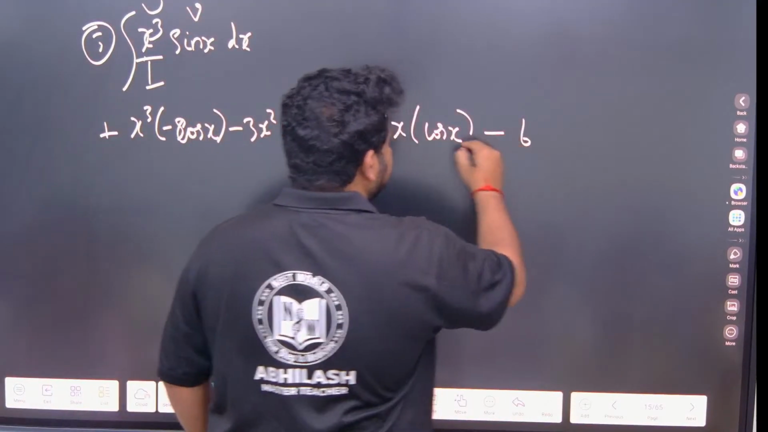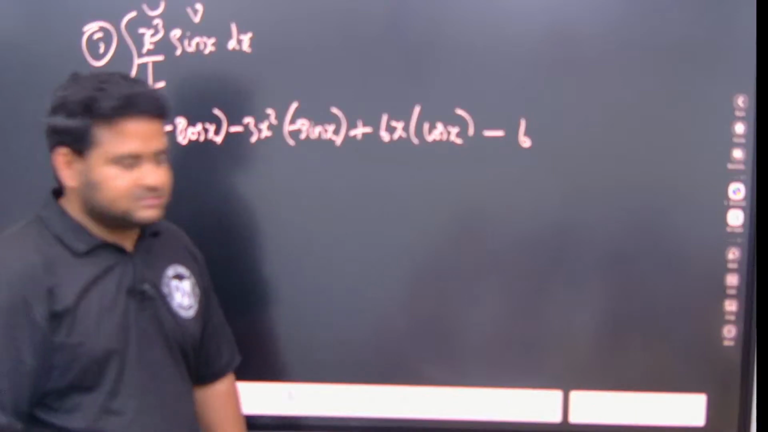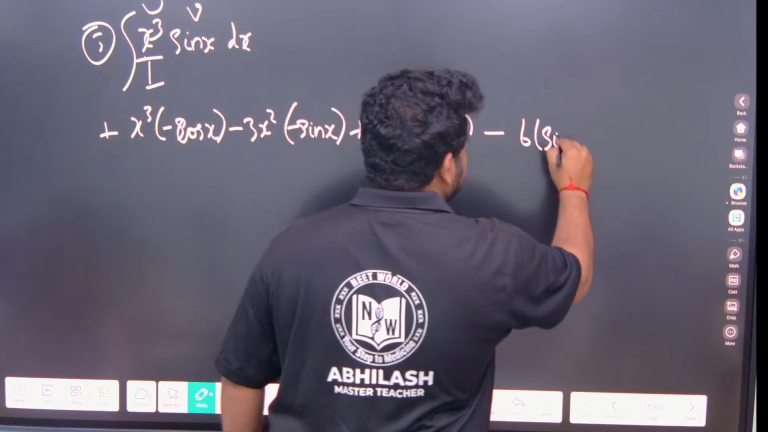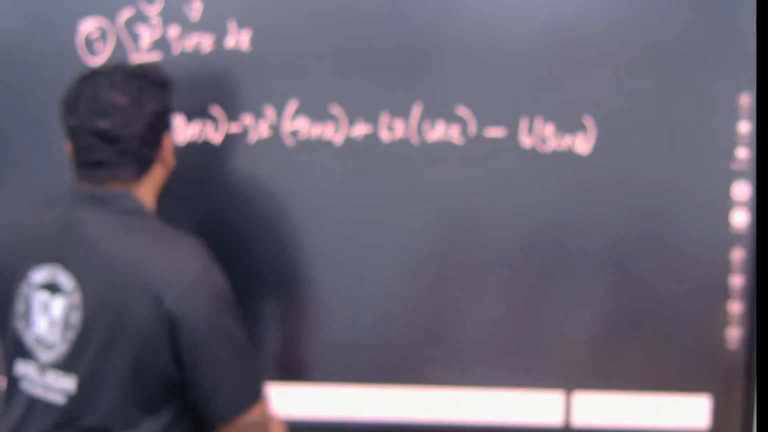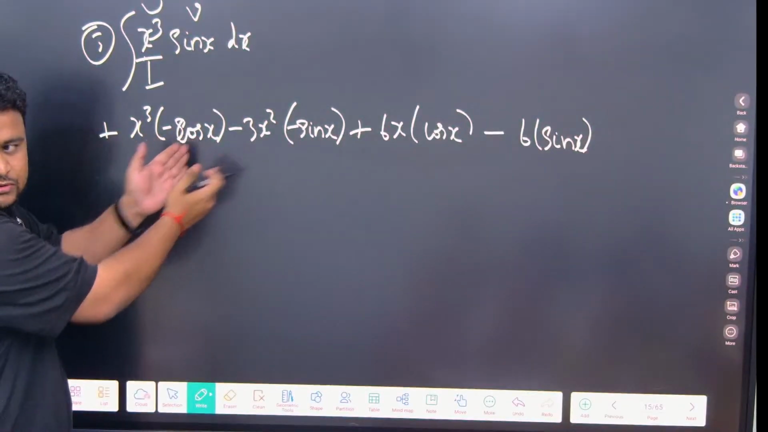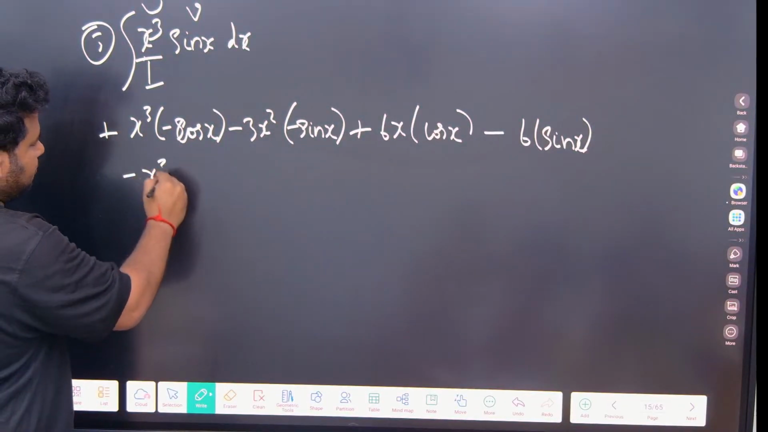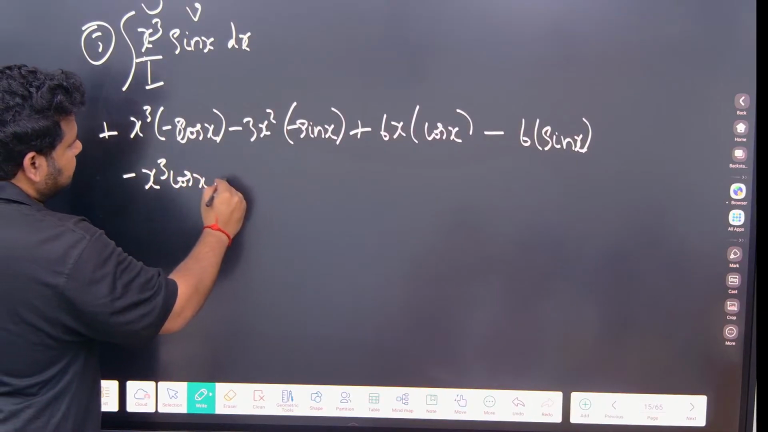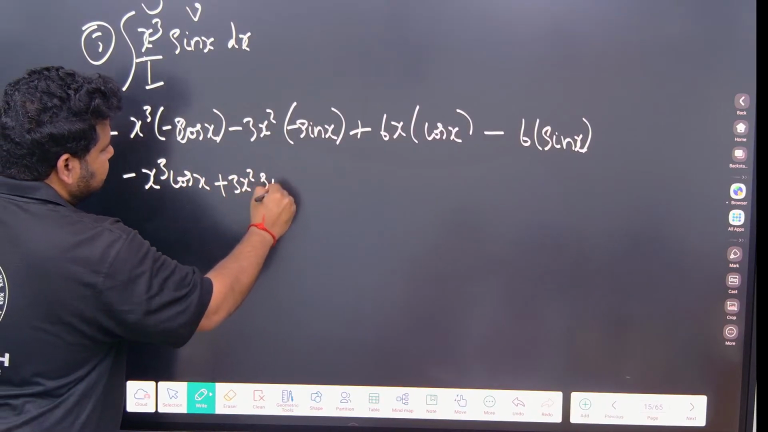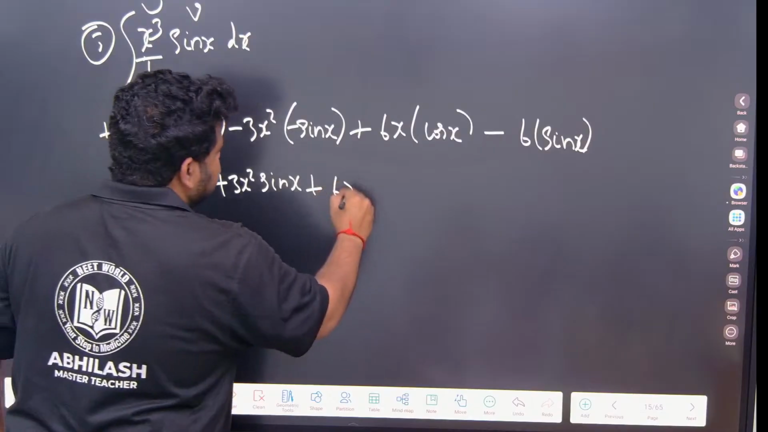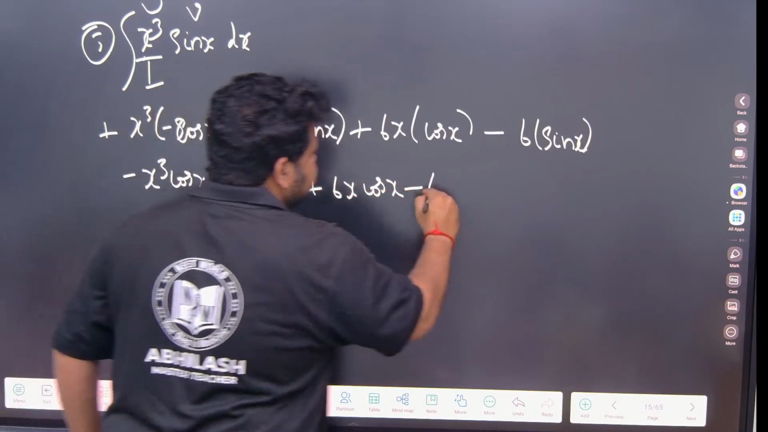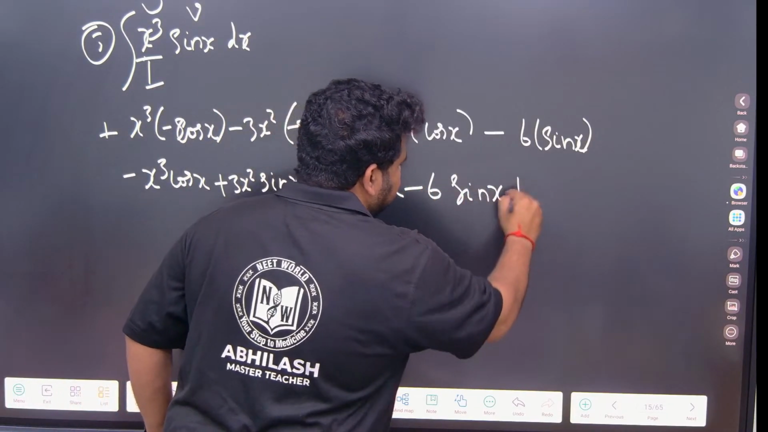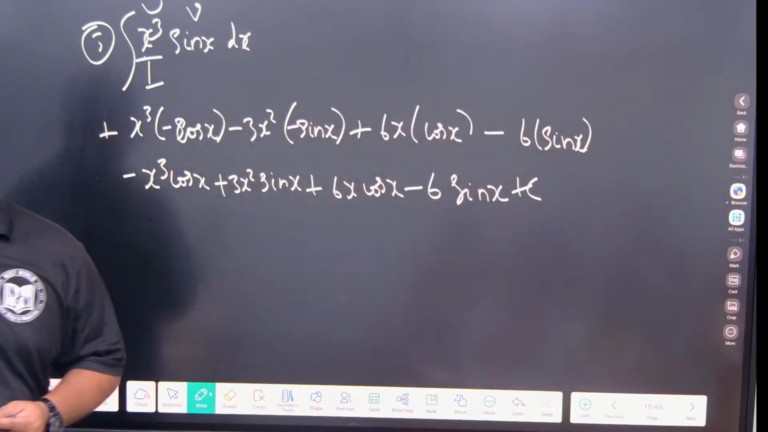6. 6 into integral of cos x is sin x, so this will become sin x. So this is the answer. Finally, you can multiply with these minus signs. Now finally this will become minus x cube cos x plus 3x square sin x plus 6x cos x minus 6 sin x plus c. That's all, plus c is the answer.